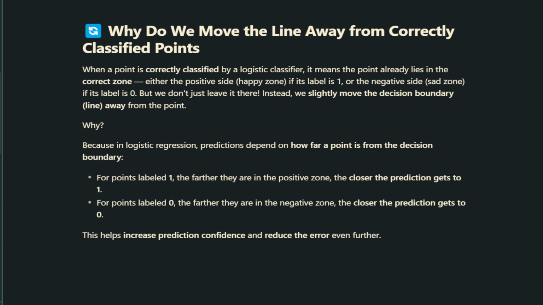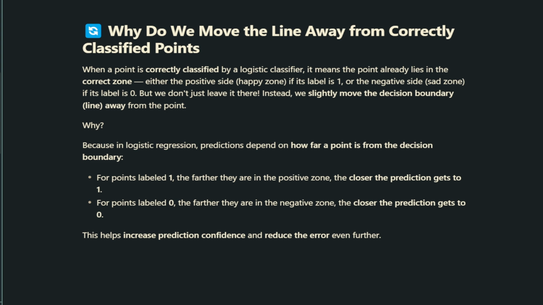For points labeled 1, the farther they move into the positive zone, the closer the prediction gets to 1. For points labeled 0, the farther they are into the negative zone, the closer the prediction gets to 0. And that's the key. By moving the line slightly away from correctly classified points, we are basically boosting the model's confidence. This reduces the error even more because now the probabilities are stronger and closer to the true labels. So in short, even if the model gets it right, we don't just stop here. We give it a gentle push to make sure the predictions are not only correct but also confident and reliable.